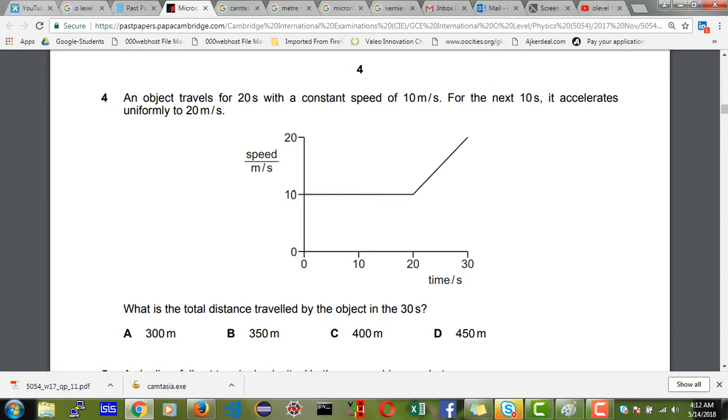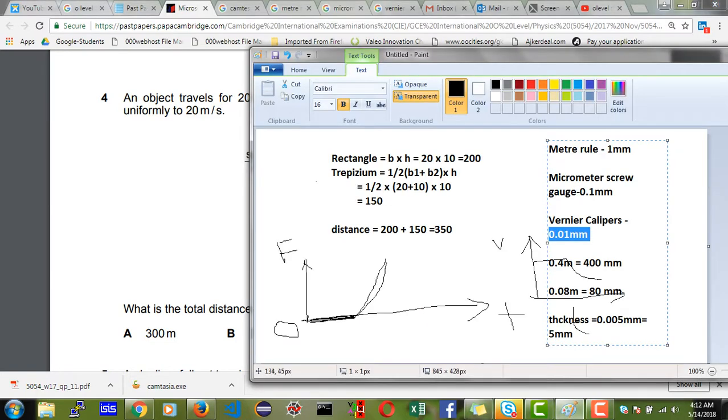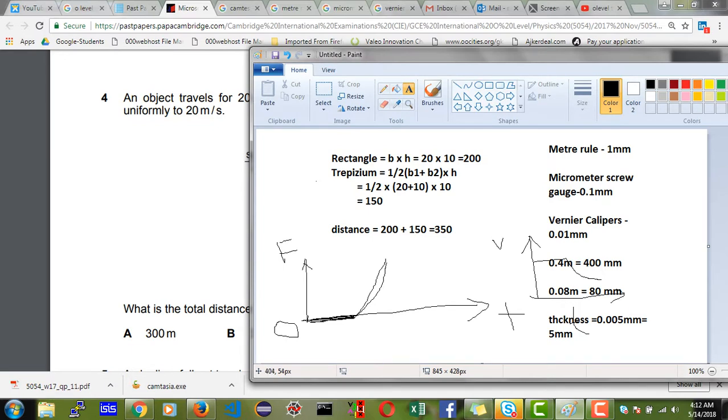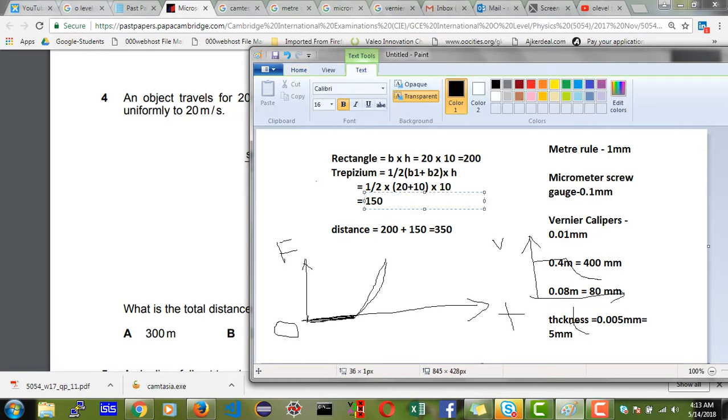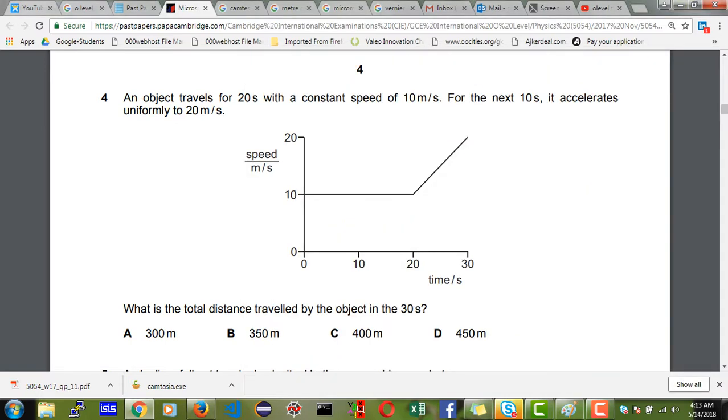If we calculate that, the rectangle is base into height, 20 into 10 equals 200. So the rectangle area is 200, and the trapezium is given by half into base 1 plus base 2 into height. Half into base 1 is 20, base 2 is 10, and height is 10. So we get 150. If we add these two values, we get 350. This is the total distance traveled by the object. So the answer will be 4B.